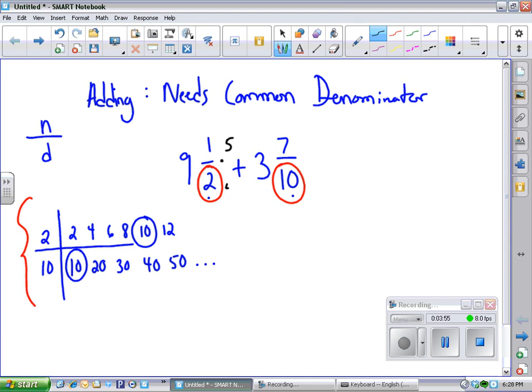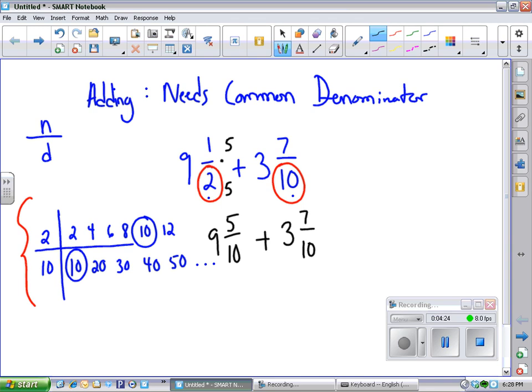I multiply by 5 fifths, or 5 in both the numerator and denominator. My new fraction on this side would be 9 and 5/10 plus 3 and 7/10. You can, if you like, change them both to improper fractions, but for addition, it's usually not too much trouble to just go ahead and add them as they are.